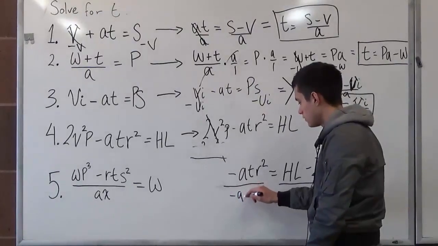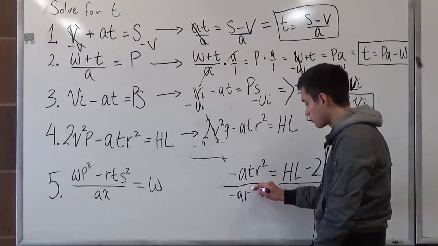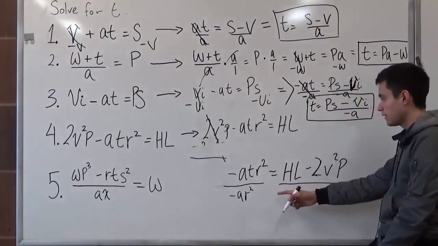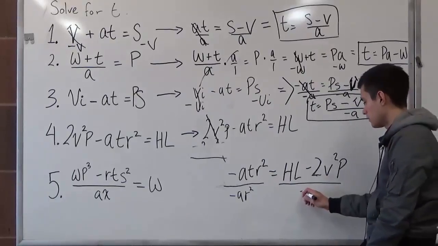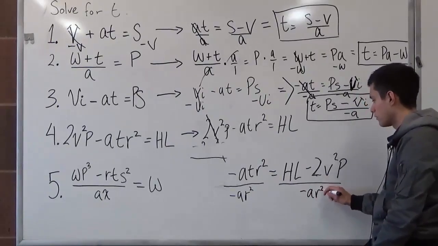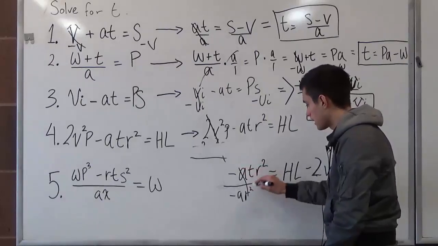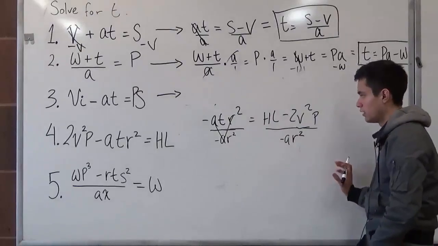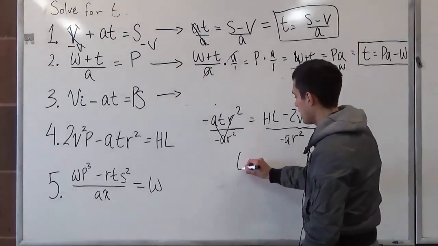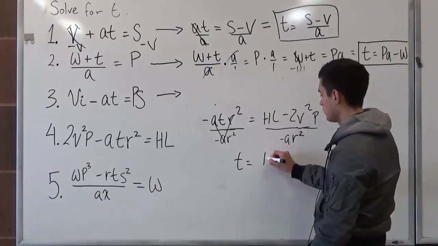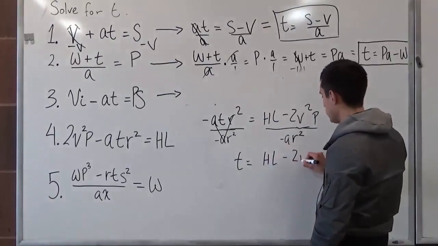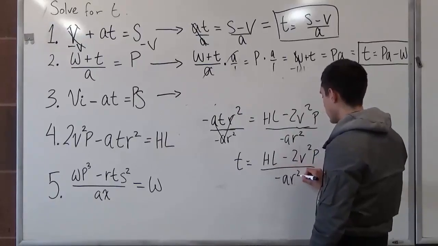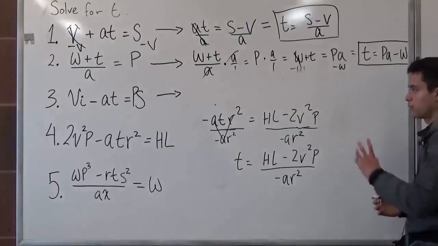negative a times r squared. Because here it's being multiplied, so now you can divide it. And we apply this to the other side. Negative a r squared. This cancels out. So after we've canceled it out, as you can see here, we just have to rewrite it. So now t is by itself and will equal hl minus 2v squared p divided by negative a r squared. And that would be the final answer for 4.